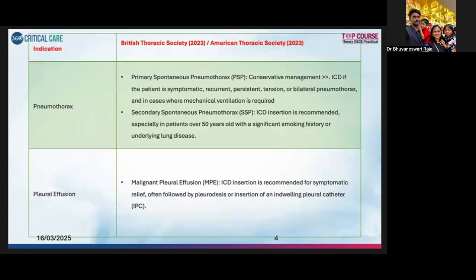Number two, if the patient is elderly, having some underlying bullous lung disease, and is a chronic smoker, having secondary spontaneous pneumothorax, then in such a case you have to put in an ICD according to both the guidelines. In case of malignant pleural effusion, unless the patient is symptomatic, you need not drain the pleural effusion. Once you put in the ICD, then the following plan should be a pigtail catheter or pleurodesis.